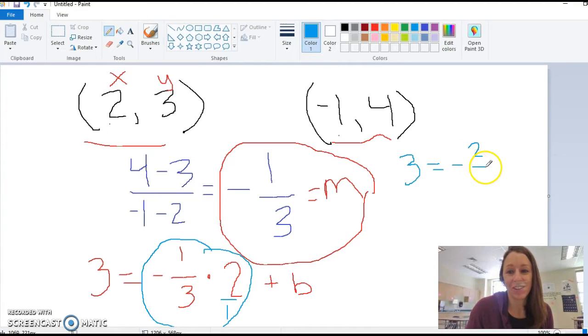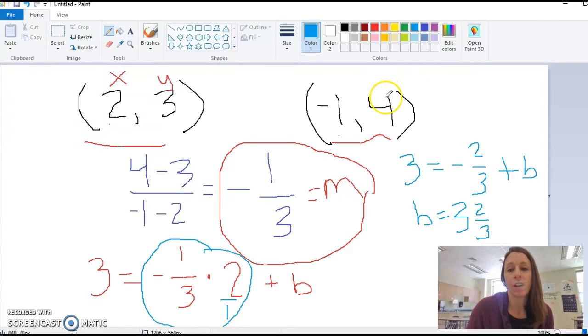So 3 equals -2/3, what we just got in this circled part down here, and then plus b. Oh, this isn't too bad. And then we'll add 2/3 to the other side. So b equals 3 2/3. That's way better than I imagined it was about to be.